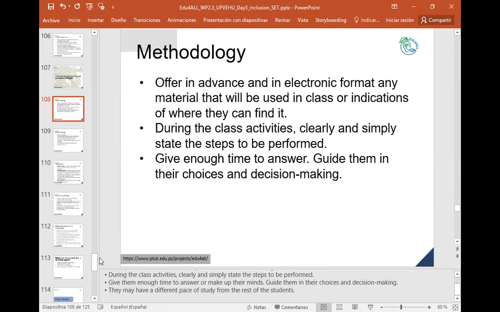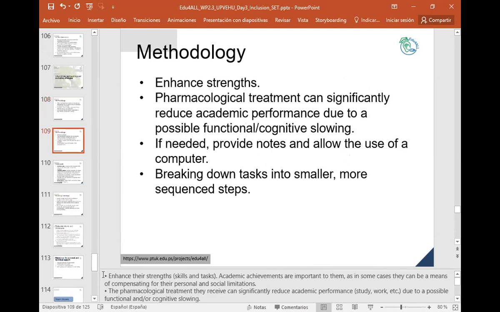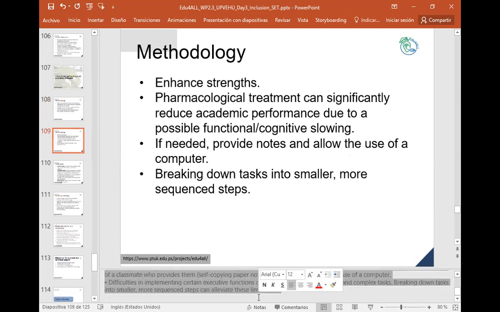They may have a different pace of study from the rest of the students. Enhance their strengths, skills and tasks. Academic achievements are important to them, as in some cases they can be a means of compensating for their personal and social limitations. The pharmacological treatment they receive can significantly reduce academic performance, study, work, etc., due to a possible functional and/or cognitive slowing. In some cases they may have difficulties in taking notes.